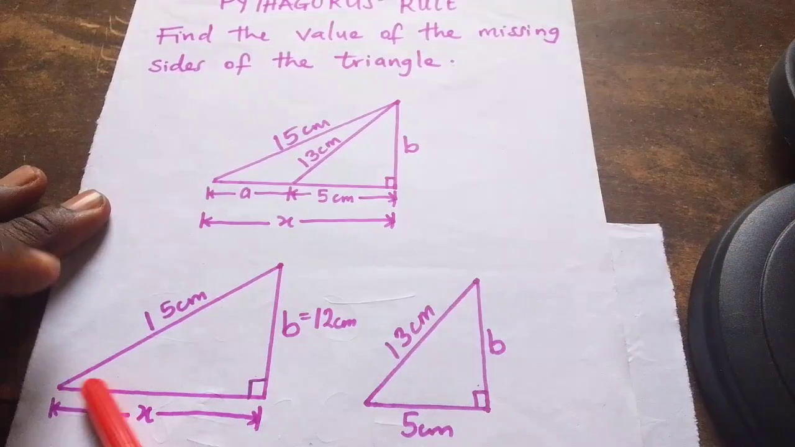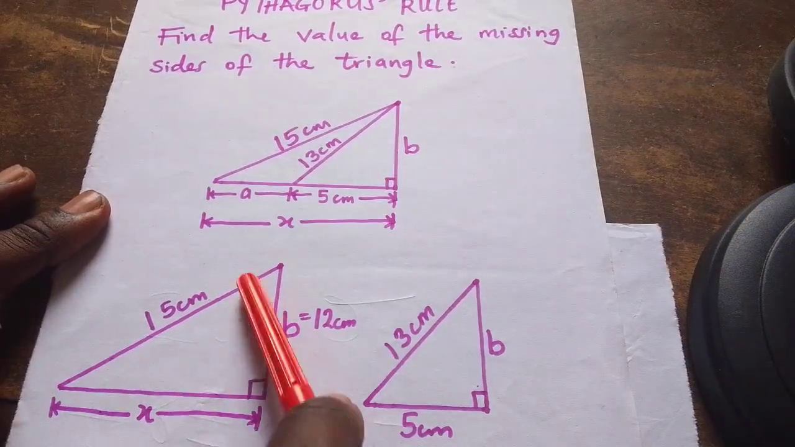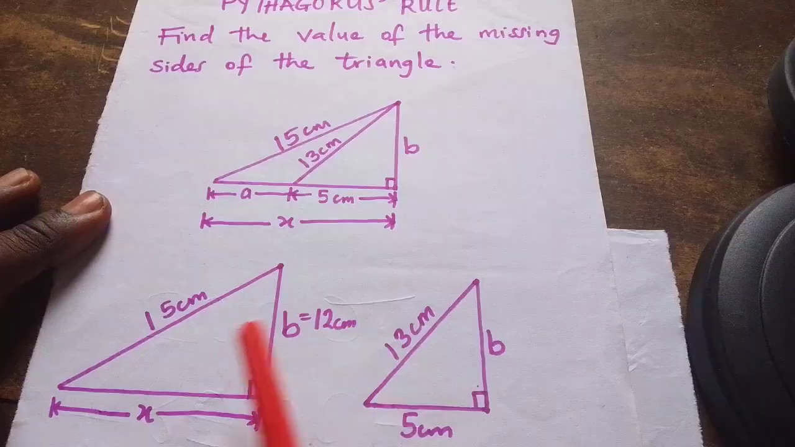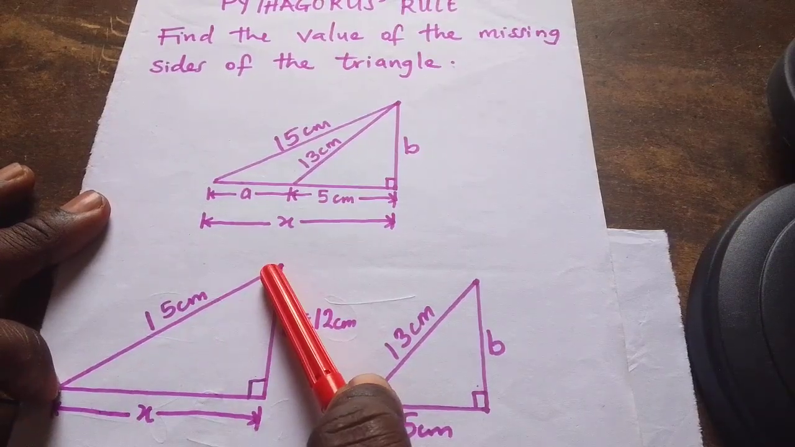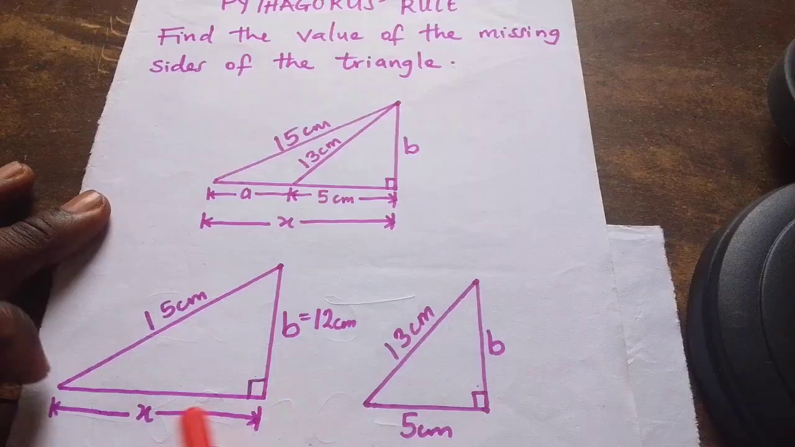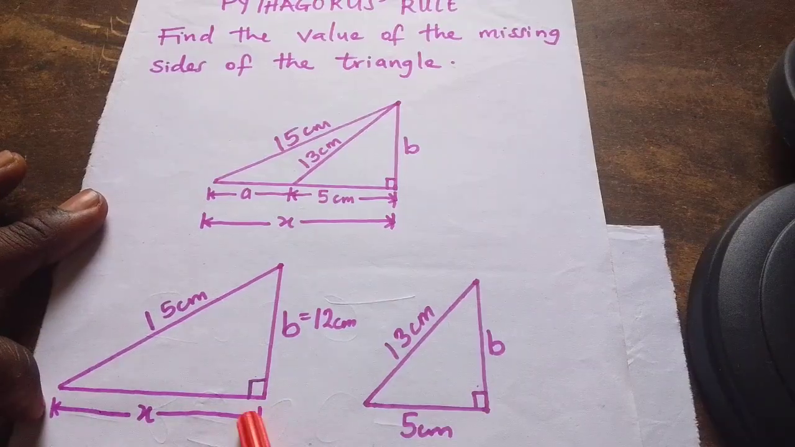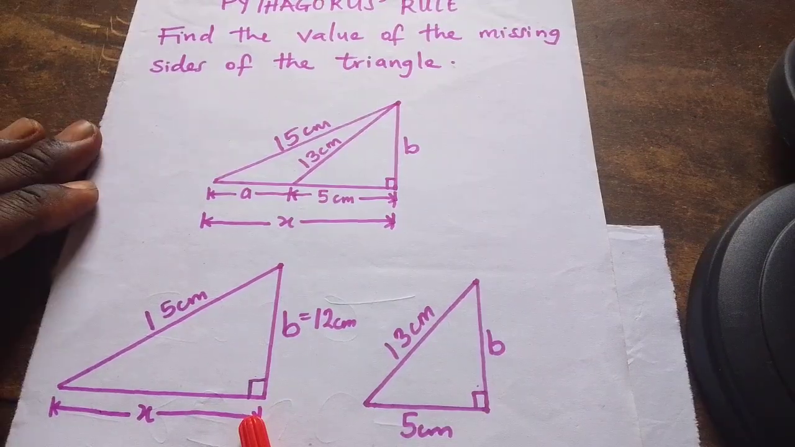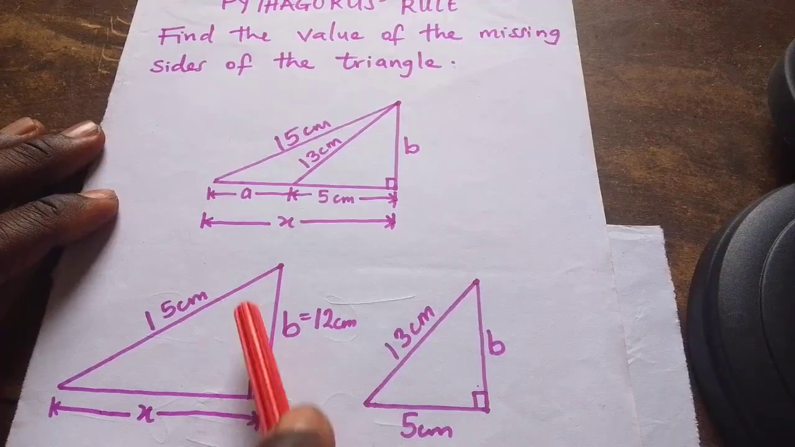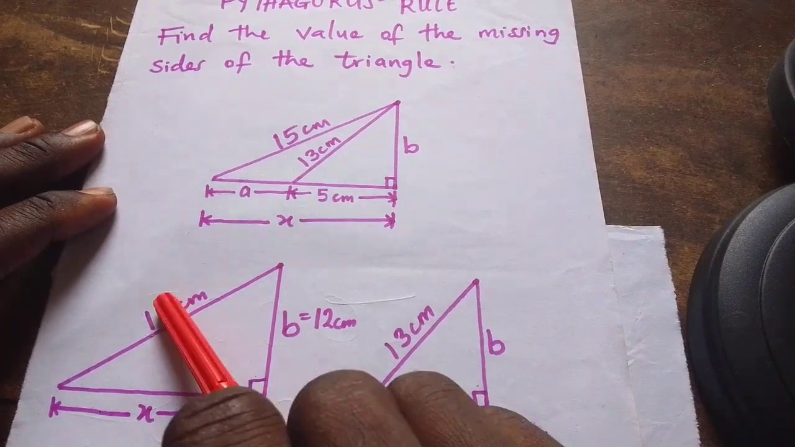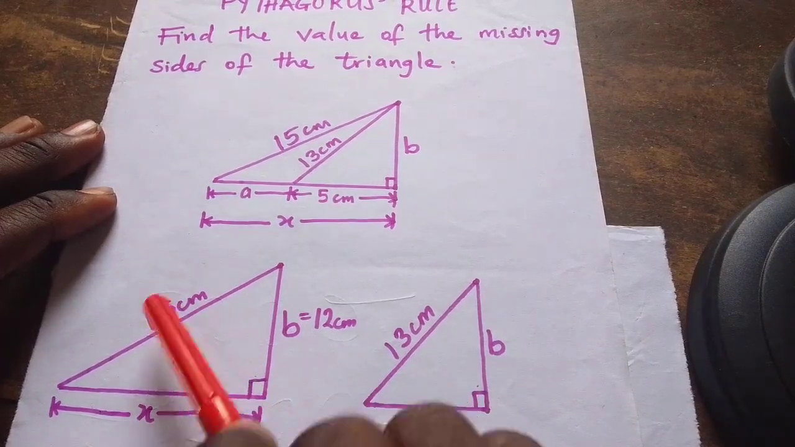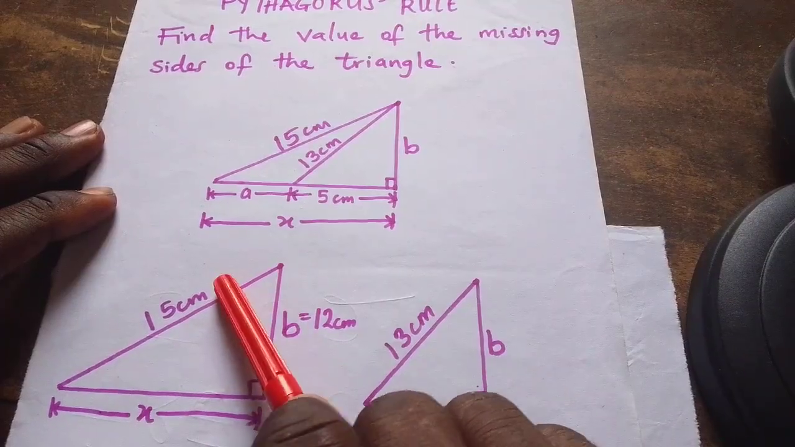So if you now introduce into this particular triangle, our b is 12 centimeter. Since we've been able to calculate b, you will be able to look for the value for x. Using Pythagoras rule, for this big triangle also, the hypotenuse will be the side facing this right angle. So this side will be the hypotenuse. So 15 will be hypotenuse.